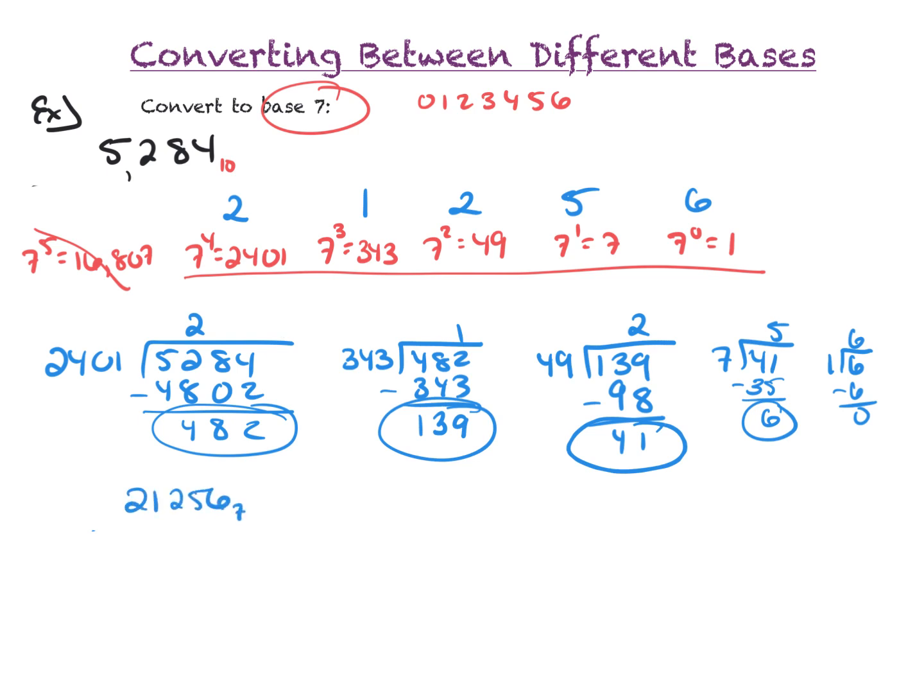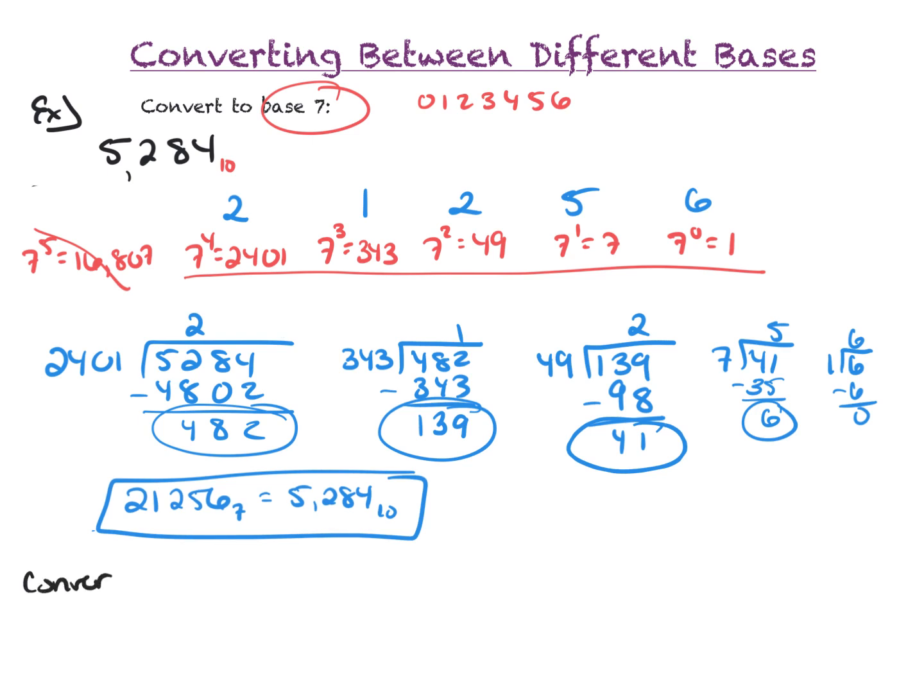So we can write 21256, and I'm going to put a little base 7 to remind myself that we were dealing with base 7, is equal to 5,284 base 10. Very cool. Now, if you want to double check, one thing that you could do, and it's probably worth a good example, is to convert 21256 base 7 into base 10.